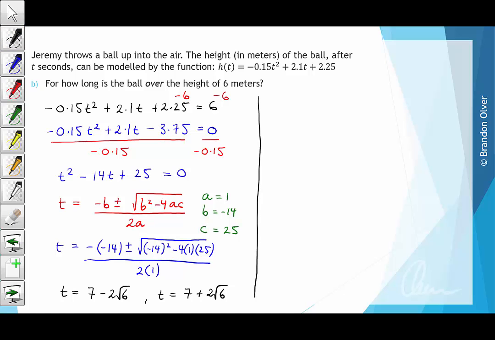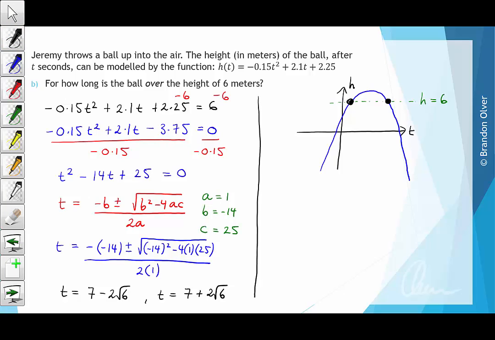So now that we've done that, we need to interpret what this means. We'll do a quick graph of h of t. Here we have the height and the time, and our function will look a little bit like this. We know that the height is 6 at this point here, and that we have just found these two coordinates, here and here.